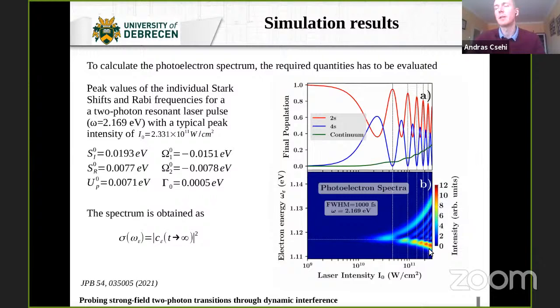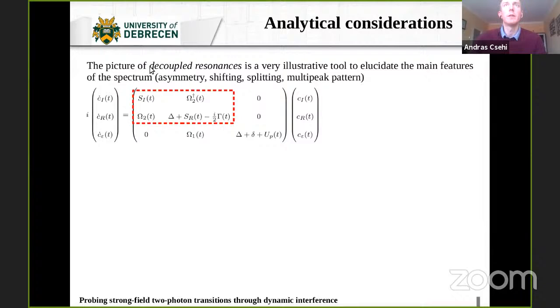And for that, we wanted to develop an analytical model to explain these kinds of behaviors. We applied the so-called decoupled resonance approximation, or decoupled resonance picture, which was found very illustrative in previous works to explain such kinds of processes.